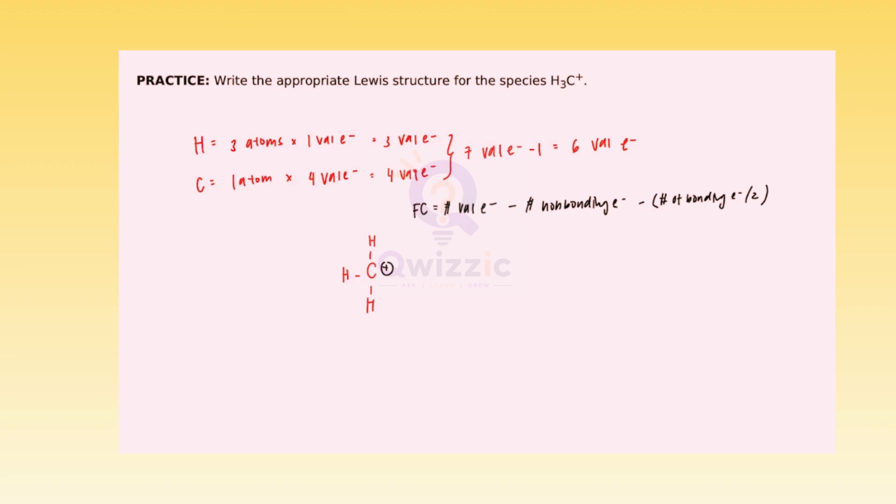So then my final answer is going to be this drawn out Lewis structure with a +1 formal charge on our carbon atom. Again, we have a central carbon connected to 3 hydrogens with single bonds, and then this single carbon here will get a +1 formal charge because it does not have a complete octet.